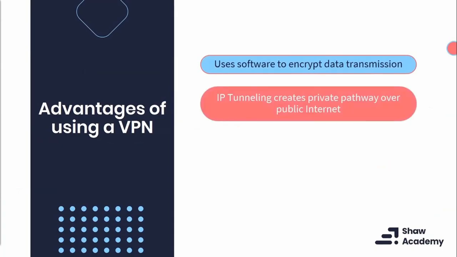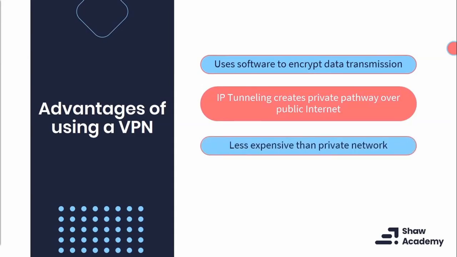Apart from this, you would also use IP tunneling, and IP tunneling essentially creates a private pathway over the public internet. So if you think about it, a VPN is essentially the use of IP tunneling. Okay, and like we mentioned before, it's a lot less expensive than a private network and a lot more secure than just using a public network without a VPN.